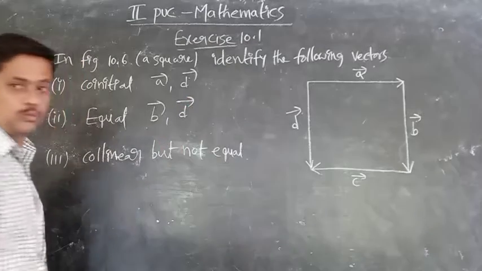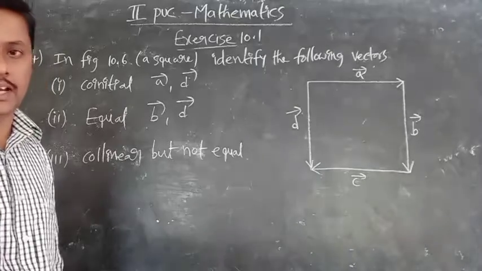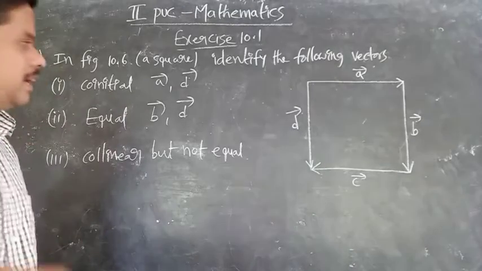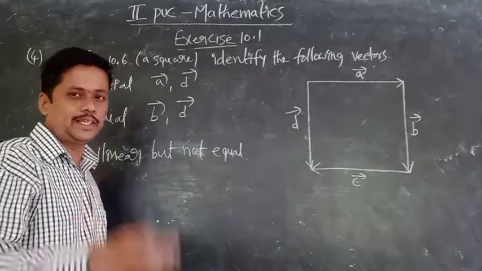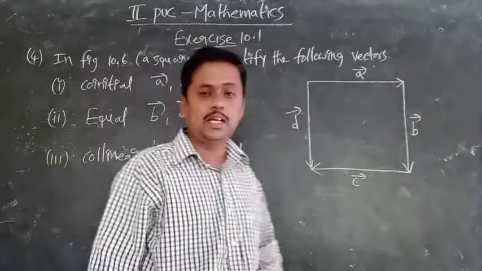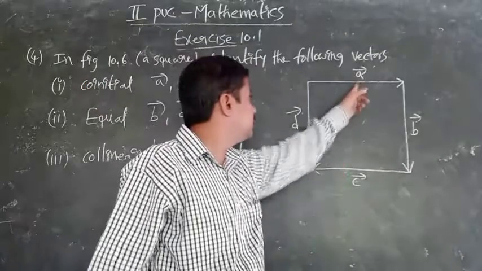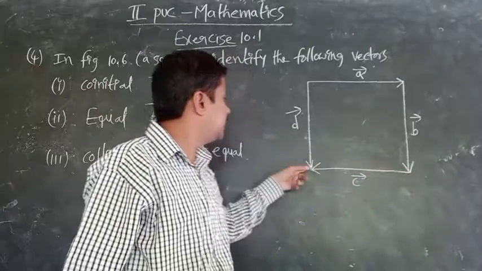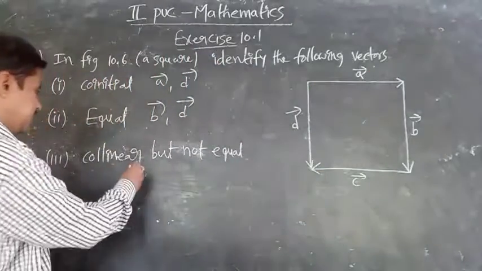Two vectors with the same direction. Next, collinear but not equal. They must be collinear, parallel vectors. Not equal means the direction is opposite, because the magnitude is the same for all. So A vector, C vector. The direction is like this, and this direction is like this. So the answer is A vector, C vector.